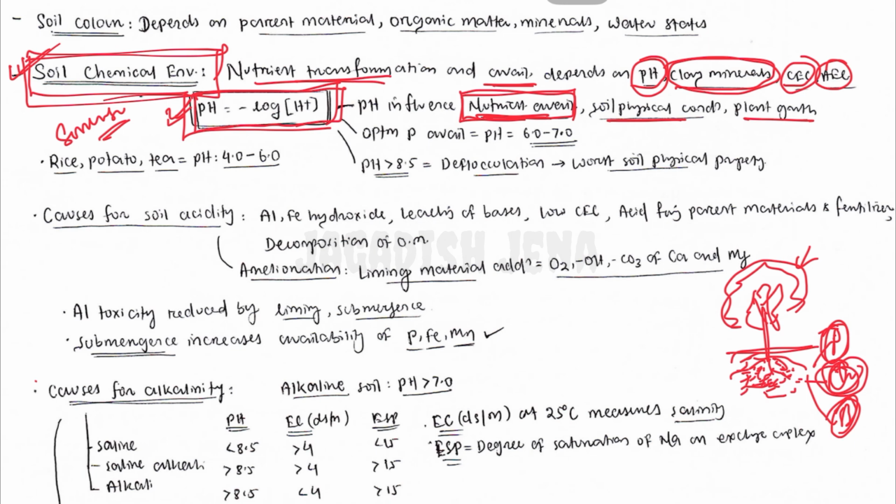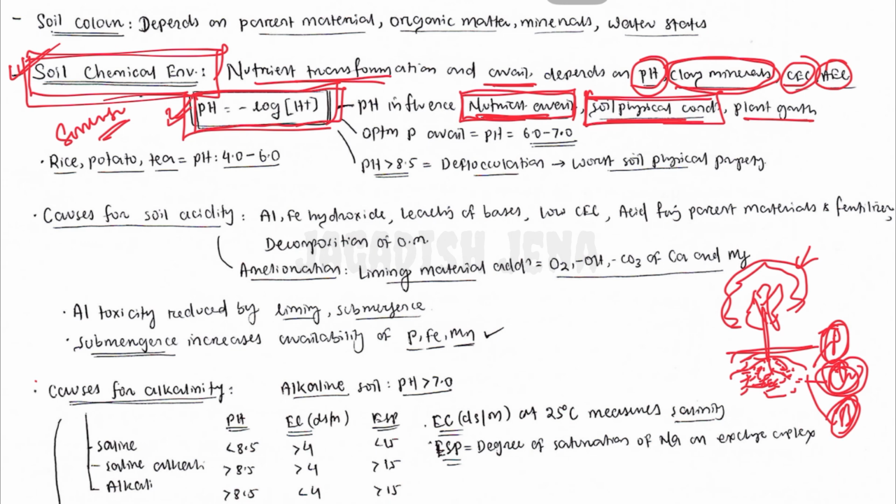When the pH is acidic, some nutrients will become deficient and some will become toxic. When it becomes saline, some nutrients will become deficient and some toxic. So pH influences soil nutrient availability significantly. Then pH influences soil physical condition. If the soil is sodic, that means the pH is beyond 8.5, then there will be dispersion.